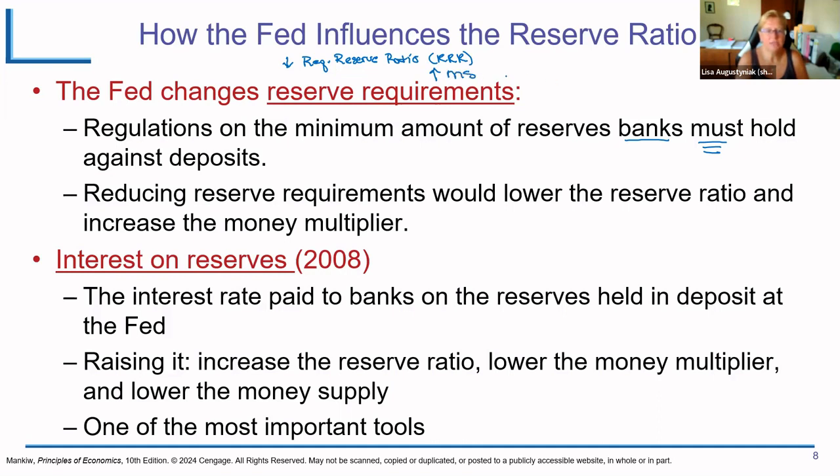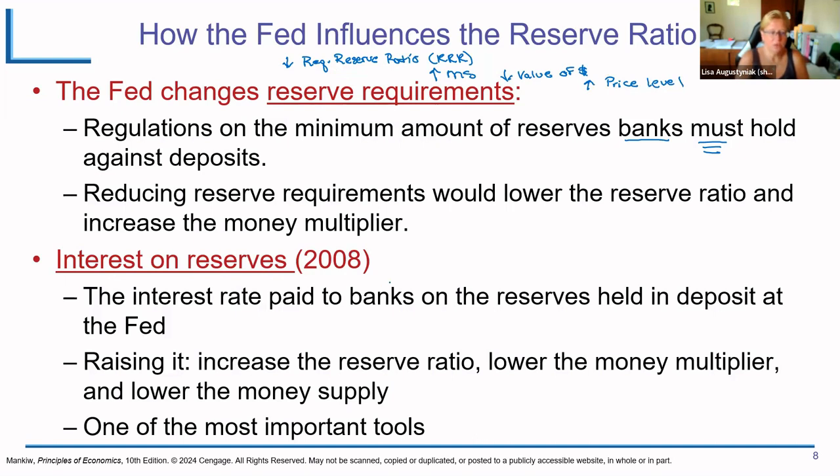And as we increase the money supply, that's going to decrease the value of a dollar. It's going to take more dollars to buy the same amount of goods and services, which is going to increase the price level or inflation. This would be the opposite effect if the Fed raised the required reserve ratio.